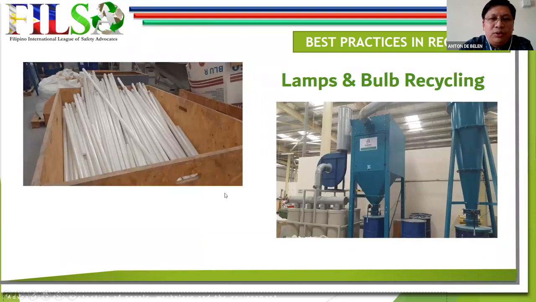And in Dubai, we also have a recycling facility to process lamps and bulbs. So here are the lamps or the fluorescent lights. They will be processed in this facility, and later on they will collect the mercury from the bulbs.